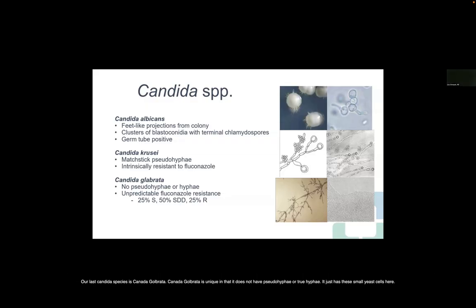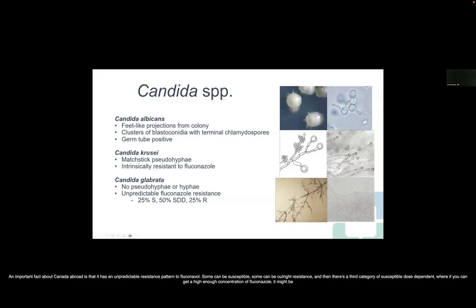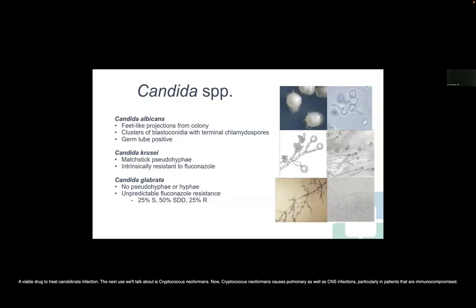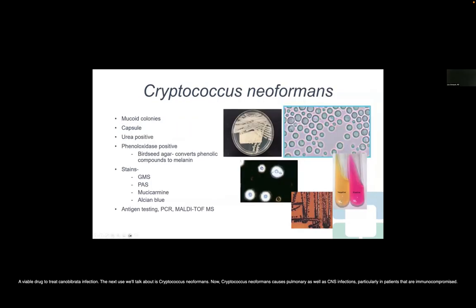Our last Candida species is Candida glabrata. Candida glabrata is unique in that it does not have pseudohyphae or true hyphae. It just has these small yeast cells here. An important fact about Candida glabrata is that it has an unpredictable resistance pattern to fluconazole. Some can be susceptible, some can be outright resistant, and then there's a third category of susceptible dose dependent, where if you can get a high enough concentration of fluconazole, it might be a viable drug to treat the infection.